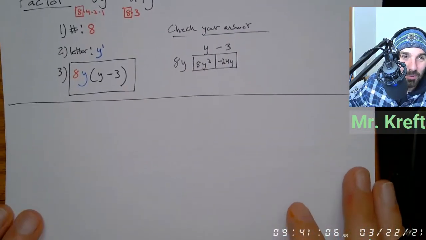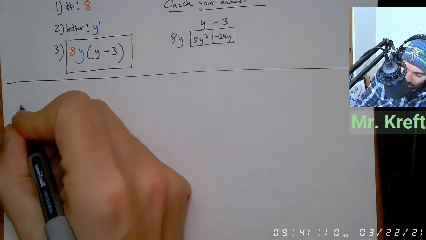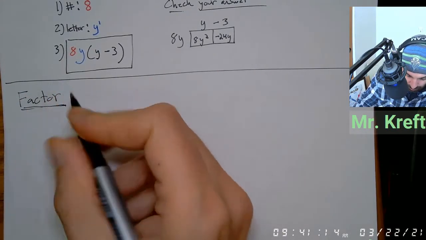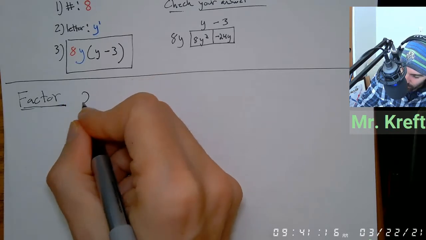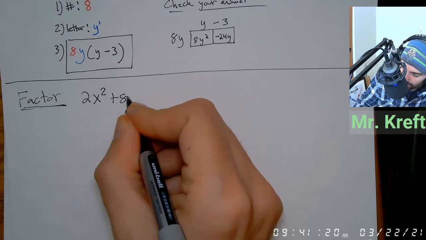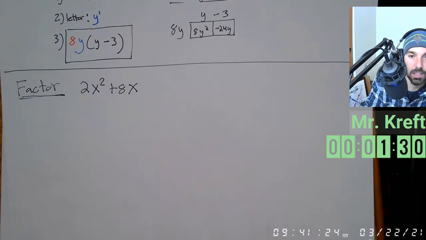We're just going to keep practicing, guys. We're going to keep practicing until we make some progress. So here's another one. Okay, so we're going to factor. Here, let's try this one. 2x squared plus 8x. Okay, I'm going to give you guys another minute and a half to try this one.